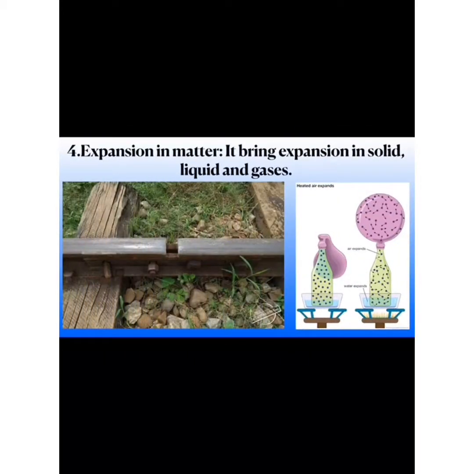Expansion in matter. It brings expansion in solids, liquids, and gases. In solids, you can see the railway tracks are always left with gaps. Do you know why? Tracks are made up of metals. During extreme summers, due to the heat of the sun, metal expands. To provide the space for expansion of metals, gaps are left in between the railway tracks.